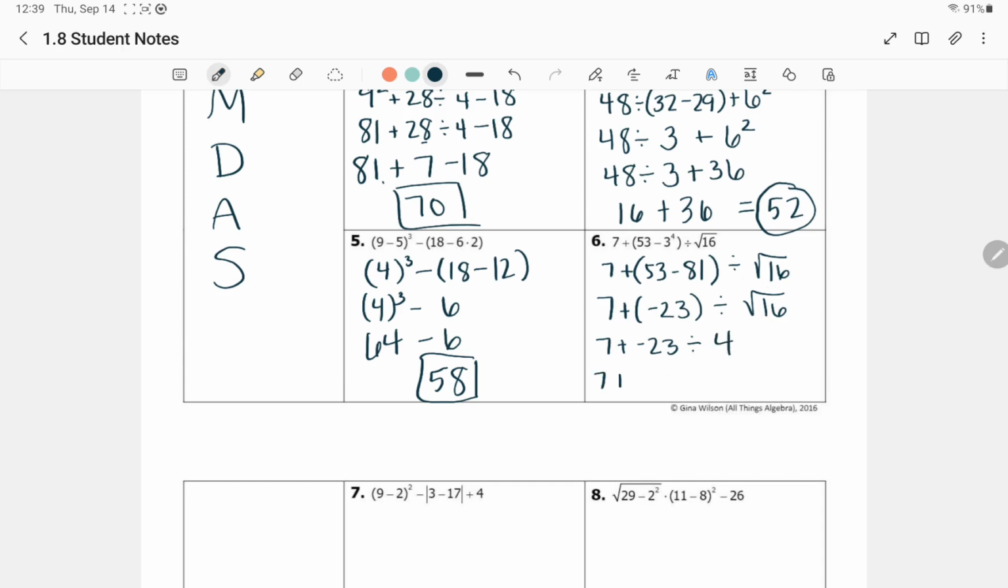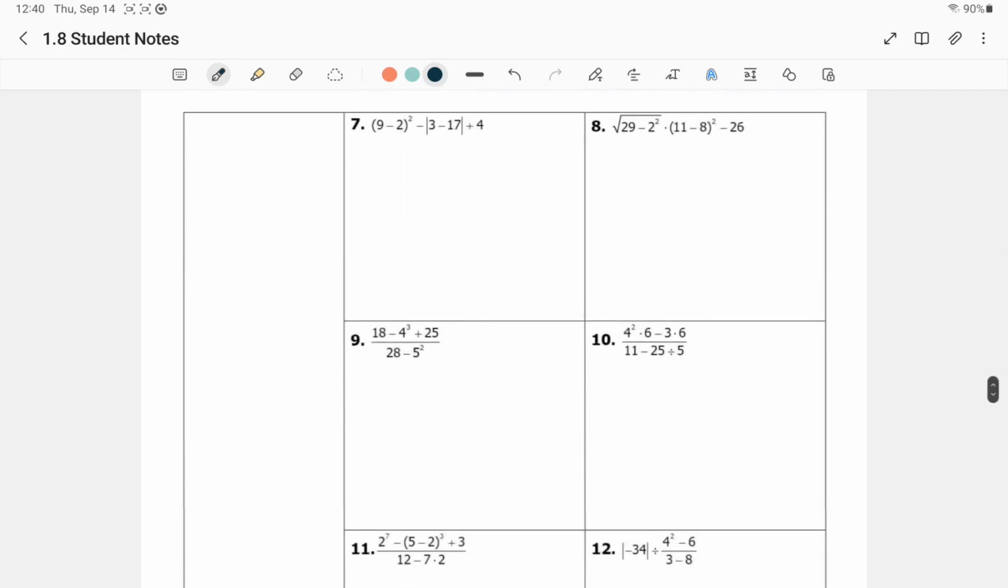All right, so it's 7 plus negative 23. I see a division symbol first, which is super strange. I don't know how I got that. Oh, it's 28. Sorry, it's 28. My bad. All right, so 28 divided by 4 is 7. It's negative 7, which equals 0. Okay. It's 0. Yes. I did it earlier. I'm just double checking myself.